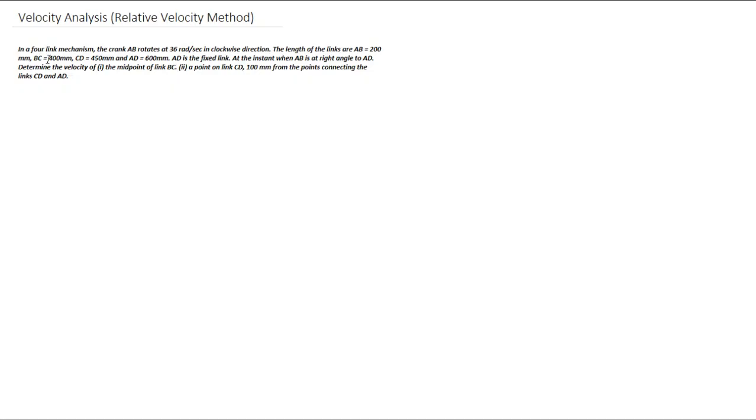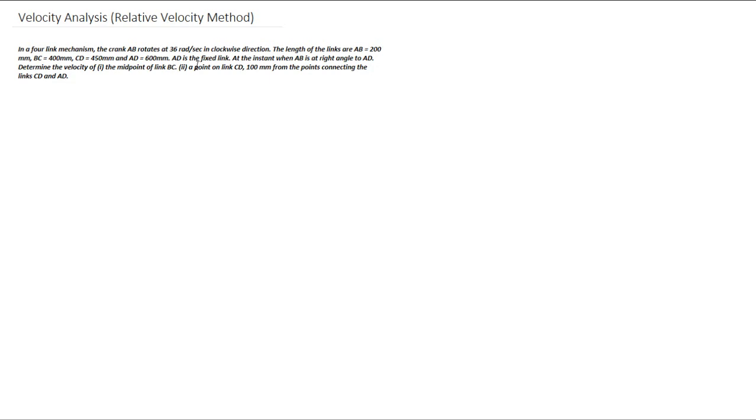Today we are going to discuss velocity analysis by using the relative velocity method. We will discuss the method with the help of a problem. So the problem is, in a four-link mechanism, the crank AB rotates at 36 radians per second in clockwise direction.